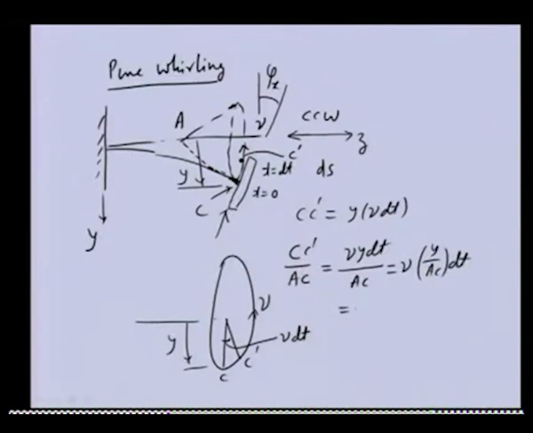Now, y by AC, y is this distance, AC is this. So, we have this particular angle, which is basically the tilt of the disc as phi x. So, y by AC is phi x. So, nu phi x dt. So, this ratio becomes nu phi x and dt.